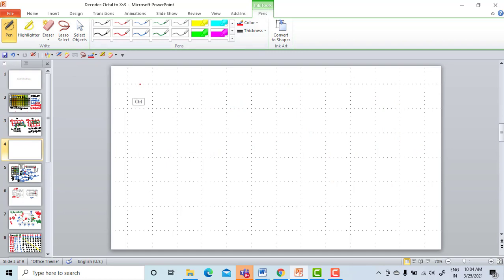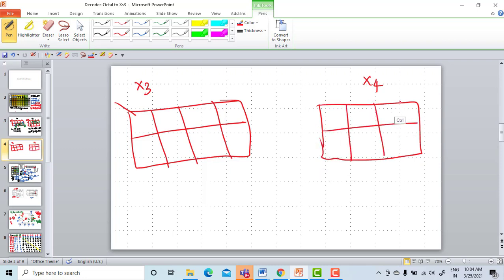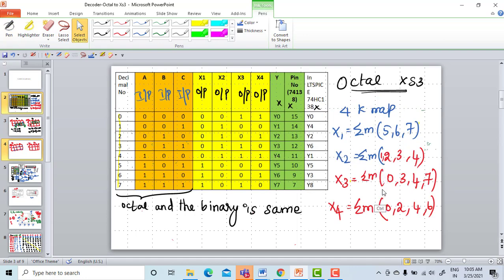For x3 and x4, again ABC, 0 0 0 1 1 1 1 0 0 0 0 1 1 1 1 0, and this is 0 1 2 3 4 5 6 7. Okay, and for x3 it is 0 3 4 7.